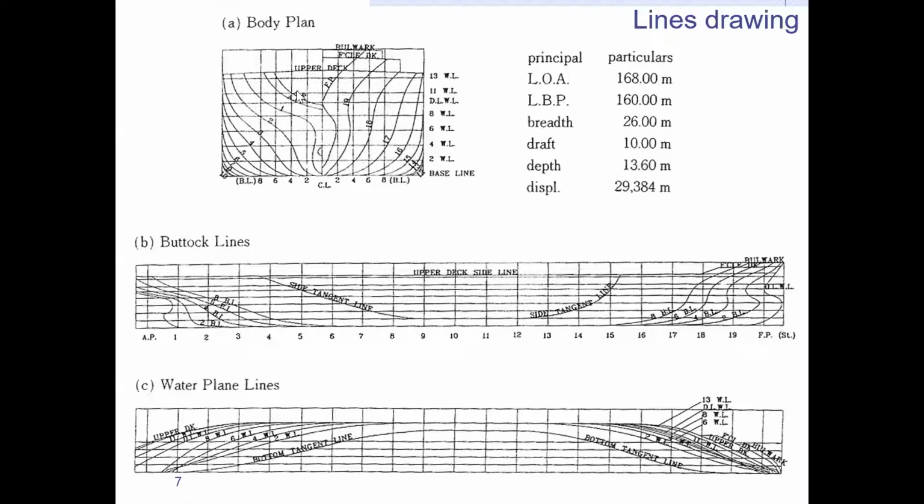Right? AP, 1, 2, 3, 4, 5, 6, 7, 10, and 11 on the right hand side, and up to FP as 20. So that is the cut of the ship at each station, and the sectional shape is drawn here as a body plan.